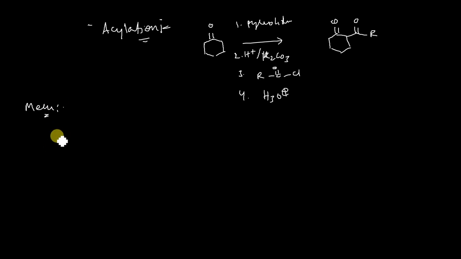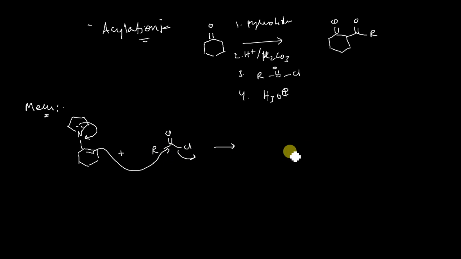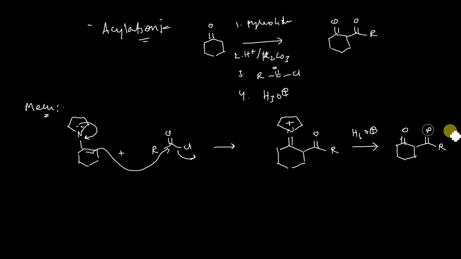The first step is the reaction of this carbonyl compound with pyrrolidine under acidic condition, followed by a dehydrating agent, which gives you enamine. This enamine has a nucleophilic carbon, so it can attack this electrophilic center, which gives you the acylated iminium salt, and then hydrolysis of this gives your required product. So this is all about the acylation process. A simple thing, the source you have to use here is either acid halide or acid anhydride.